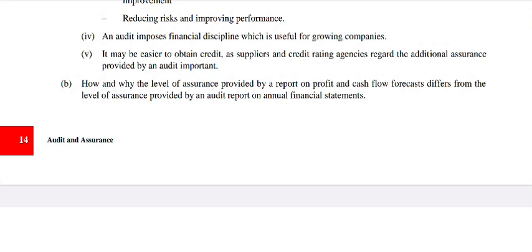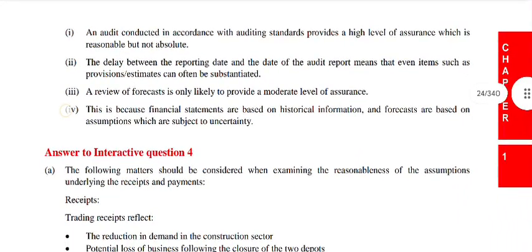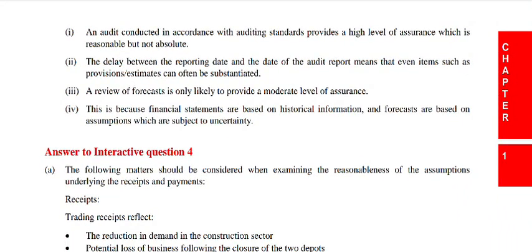B. How and why the level of assurance provided by a report on profit and cash flow forecasts differs from the level of assurance provided by an audit report on annual financial statements. 1. An audit conducted in accordance with auditing standards provides a high level of assurance, which is reasonable but not absolute. 2. The delay between the reporting date and the date of the audit report means that even items such as provisions or estimates can often be substantiated.